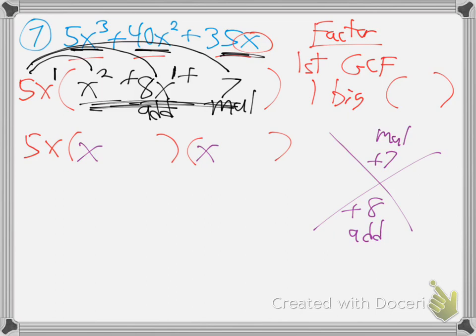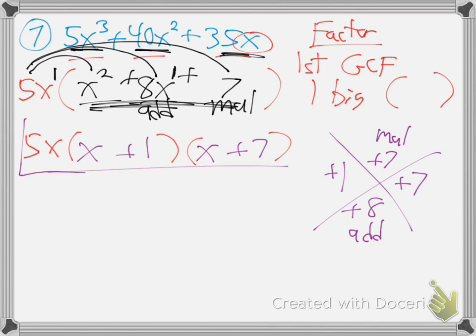We all good? 1 and 7. So what multiplies to be 7 adds to be 8? Yeah, 7 and 1. They multiply. In fact, they're both positive, aren't they? Because 1 times 7 multiplies to be 7 and adds to be 8. There we go. Plus 1, plus 7. We are done. That makes sense then.